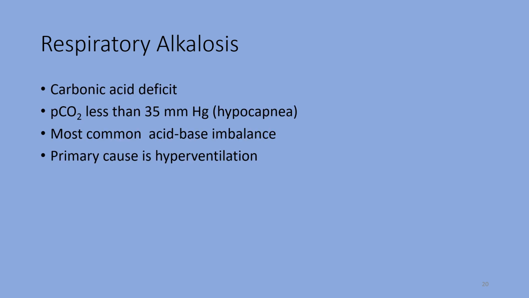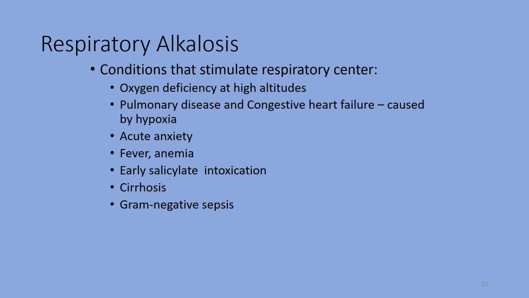Respiratory alkalosis: the carbon dioxide level decreases due to hyperventilation, so the carbonic acid level decreases. This is the most common acid-base imbalance, respiratory alkalosis. It is due to hyperventilation. Respiratory alkalosis is seen at high altitude due to the oxygen deficiency. The hyperventilation will occur, and that will decrease the CO2 level.